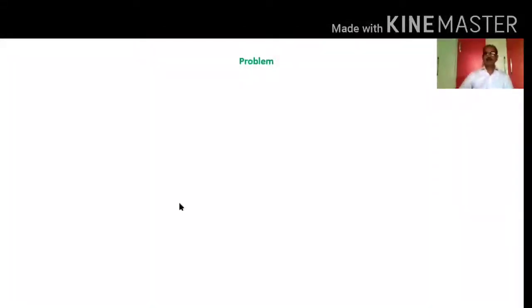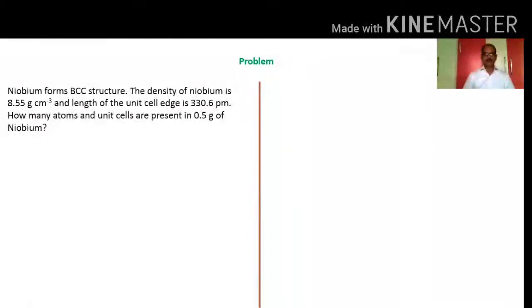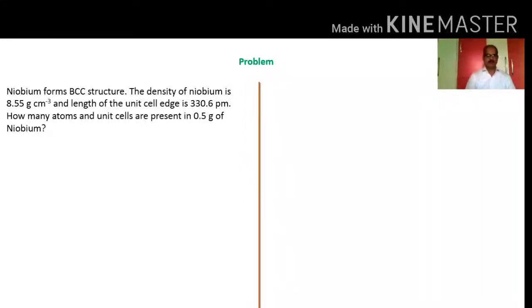And let us take a simple problem based on this concept. See the problem. There is an element niobium. It forms a BCC structure. The density of niobium is given to be 8.55 grams per centimeter cube. The edge length is given to be 330.6 picometer. I want to find out how many atoms and unit cells are present in 0.5 grams of niobium.